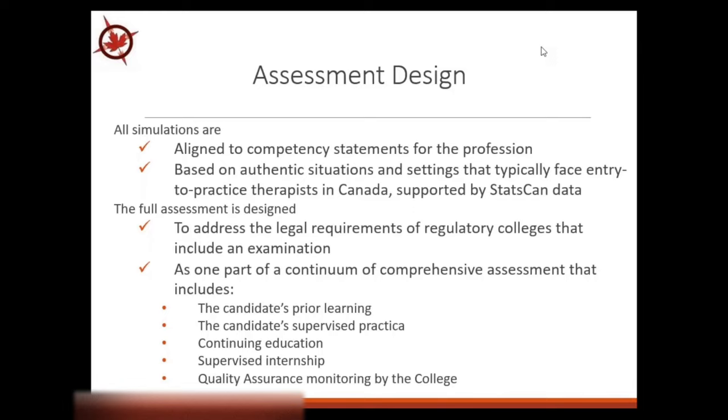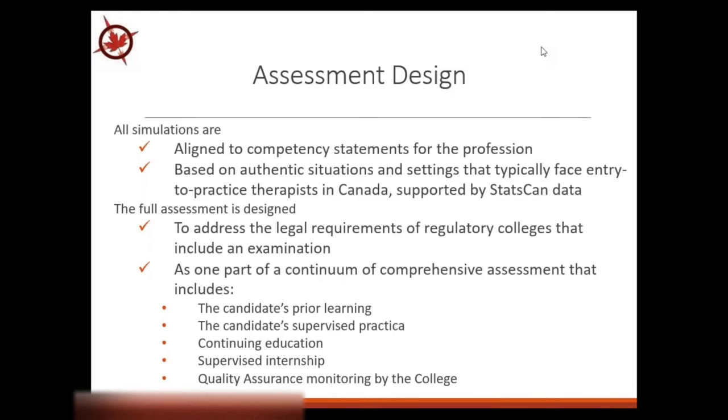The full assessment is designed to address the legal requirements of regulatory colleges that include an examination as part of their regulation. It's only one part of a multi-pronged system of determining whether or not an entry to practice practitioner is ready for clients on an independent basis. So some of the other places that assessments are occurring are things that have to do with the candidate's prior learning, their supervised practica, continuing education, supervised internship, quality assurance monitoring by the college.